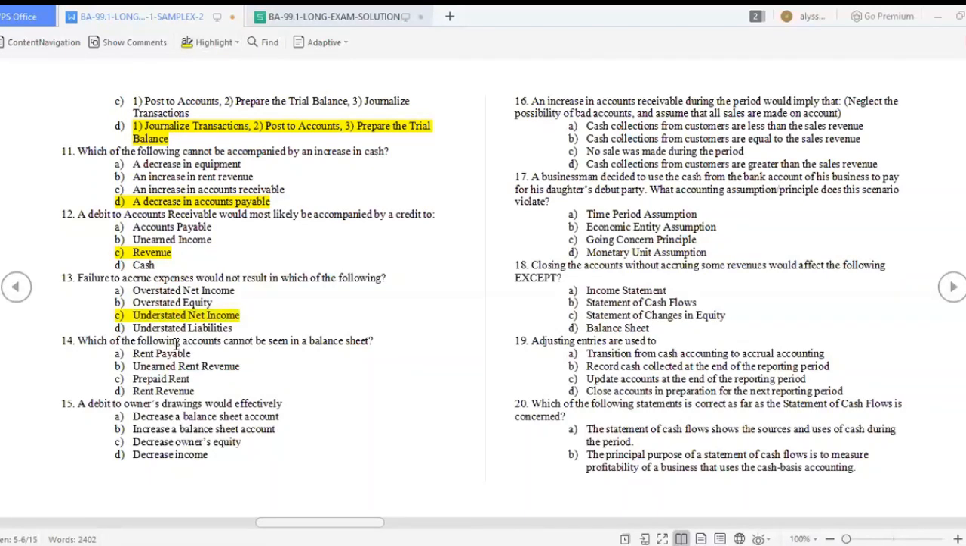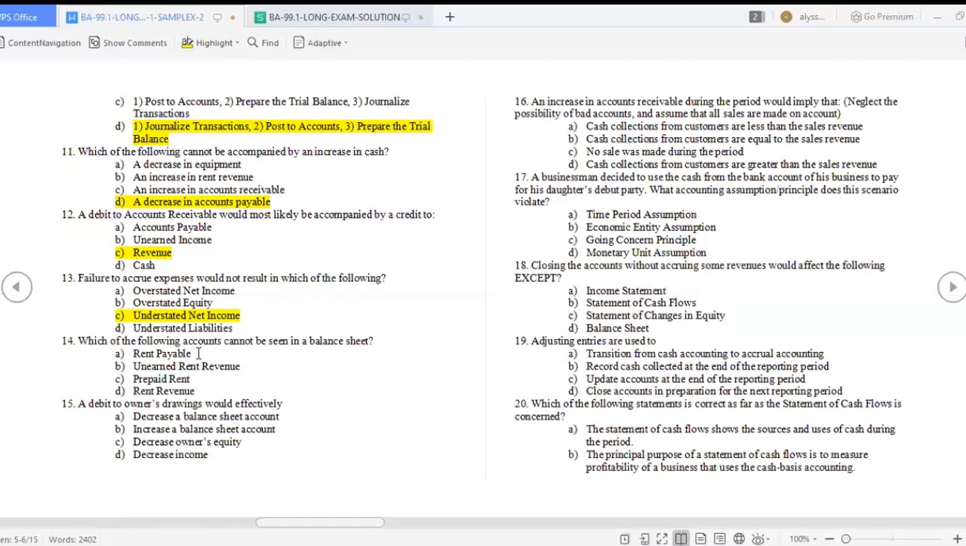So number 14, which of the following accounts cannot be seen in a balance sheet? So what are in the balance sheet? It's the assets and the liability. So rent payable is a liability, so it's inside the balance sheet.